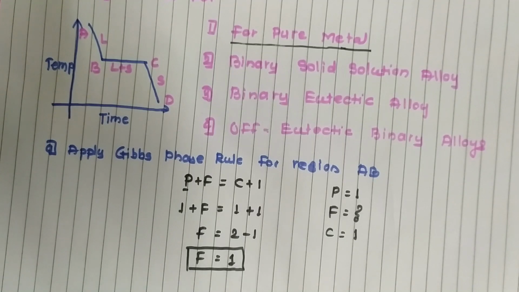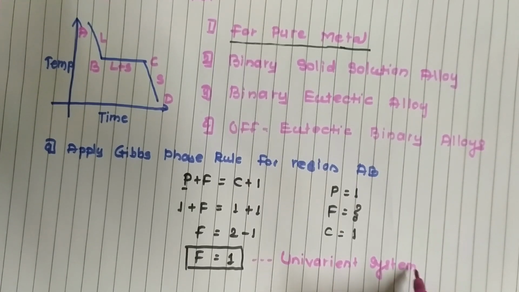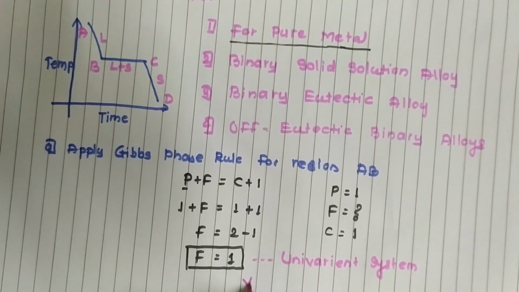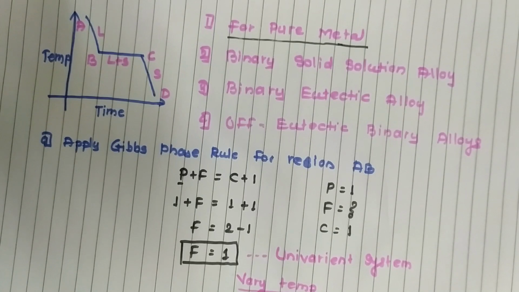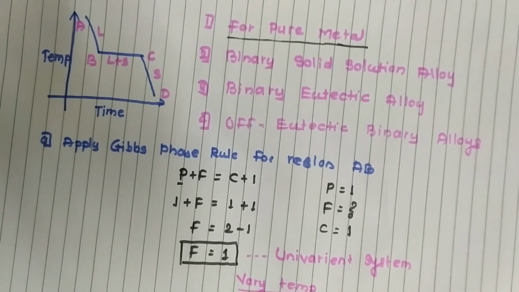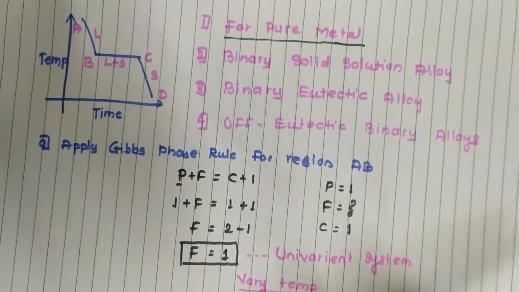So this 1 is nothing but univariant system. The meaning of this F is equal to 1 is that temperature can be varied without changing the liquid phase existing in the system. Means here only we have to vary temperature. Why we are not varying the concentration? Because this metal is pure metal. So only we have to vary the temperature.